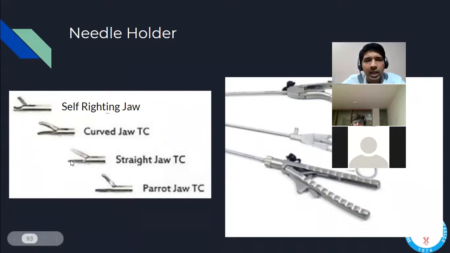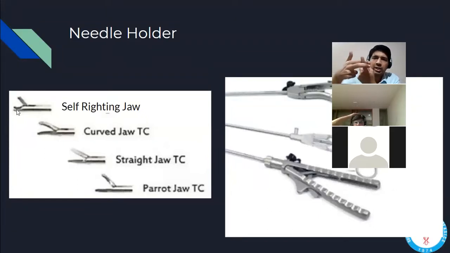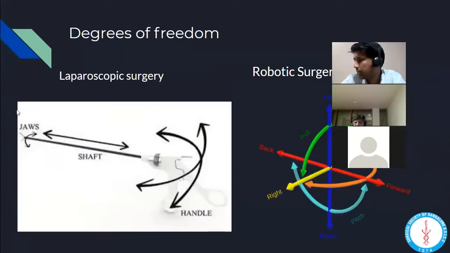No specific advantage, except depending on the area where you're trying to suture in laparoscopy because of the narrow space. Then you have the self-righting jaw. Here, the peculiarity is that it has a groove. So basically what happens, the minute you hold the needle, it will sit exactly in place. You won't have to flip the needle perpendicular to make it right. When you hold it, it goes and sits perpendicular to your instrument in the jaw. That's what we mean when we say the self-righting jaw.